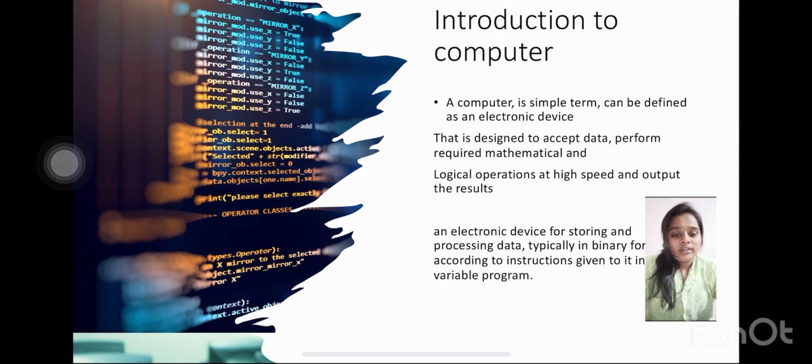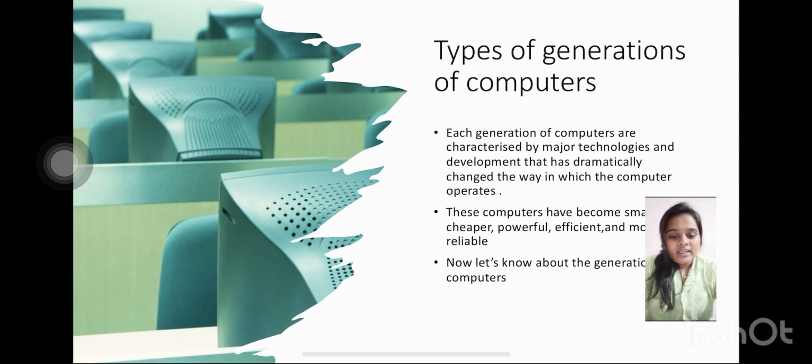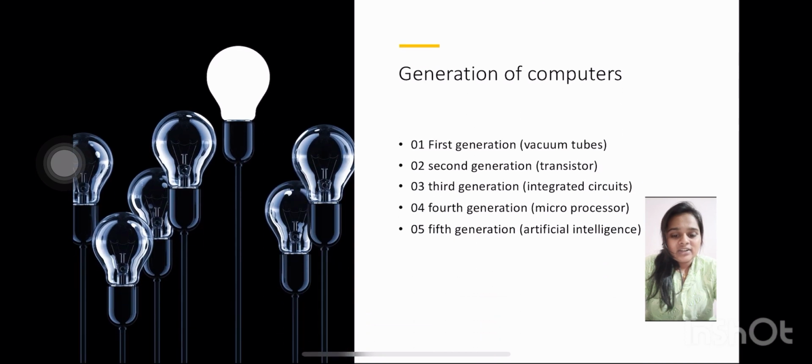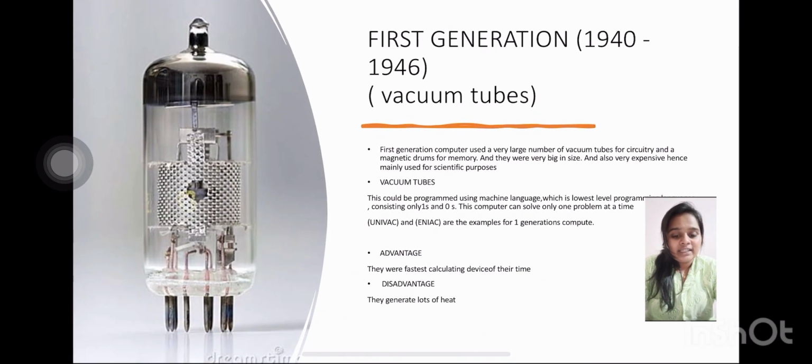Now let us go for the types of generations of computer. Each generation of computer is characterized by major technologies and developments that dramatically changed the way in which a computer operates. These computers have become smaller, cheaper, more powerful, efficient, and more reliable. Generations of computer: first generation, vacuum tubes; second generation, transistor; third generation, integrated circuits; fourth generation, microprocessor; fifth generation, artificial intelligence. Now let us go for the first generation, 1940 to 1946.